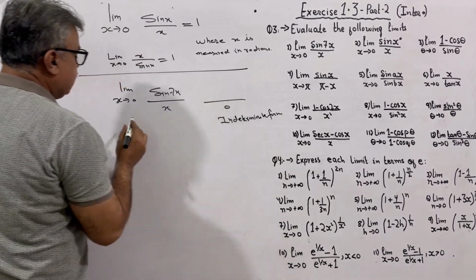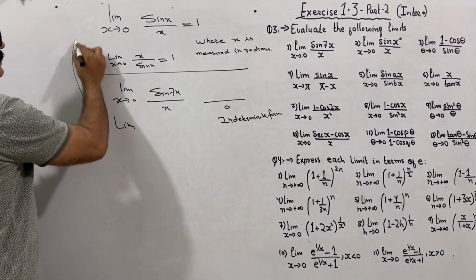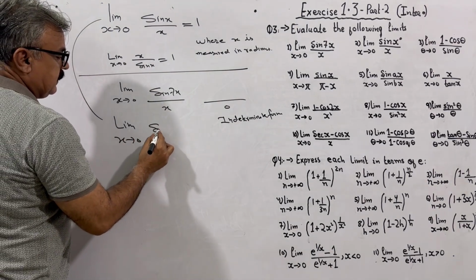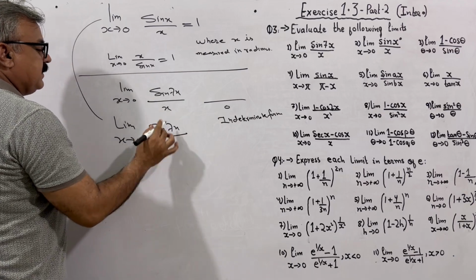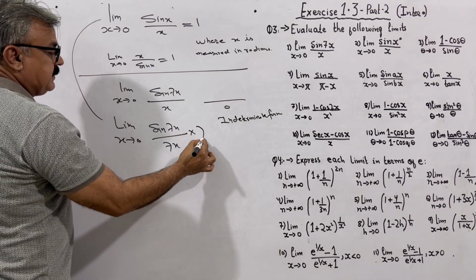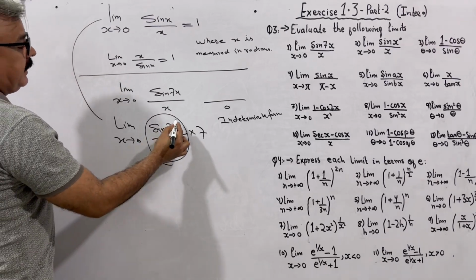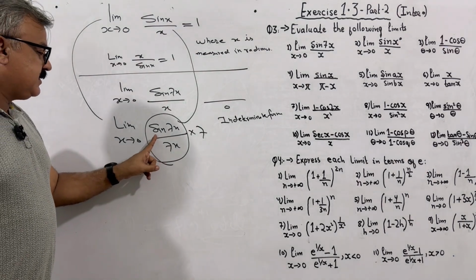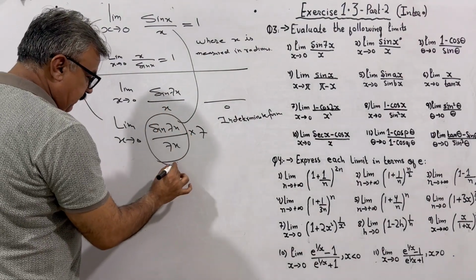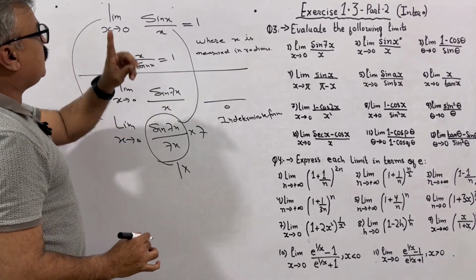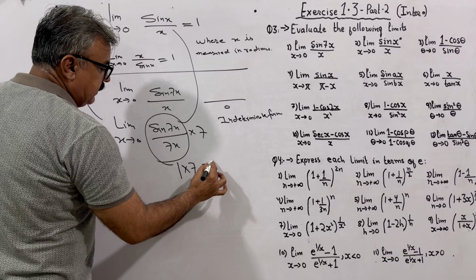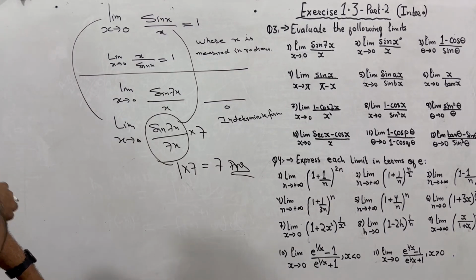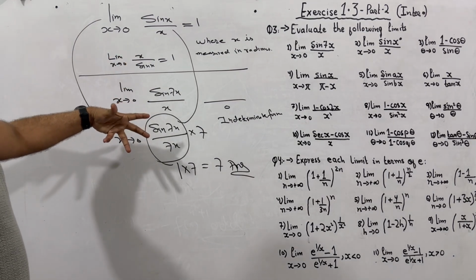To remove this, take the assistance of this identity. Limit x tends to 0 of sin 7x over x. There is a deficiency of 7, so divide and multiply by 7. Now it is in the vicinity of this identity. Utilizing it, limit of sin 7x over 7x is equal to 1, so 1 times 7, the result is 7. This is also known as a removable singularity.